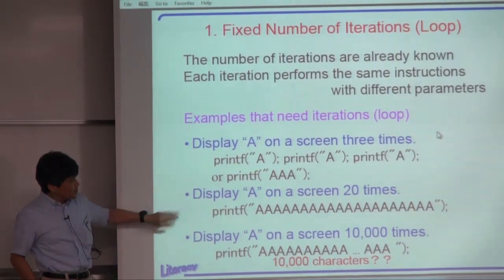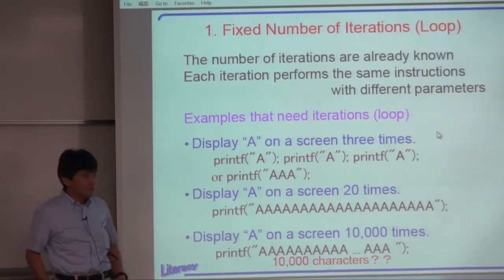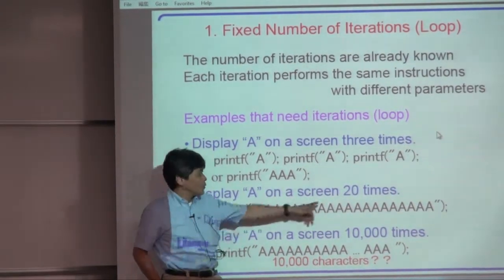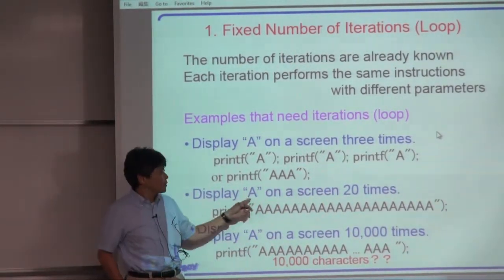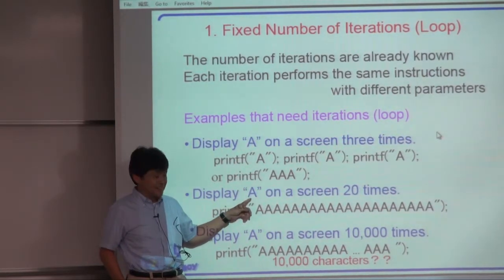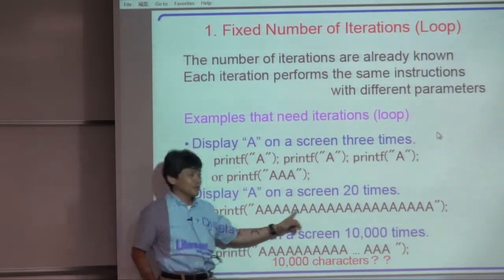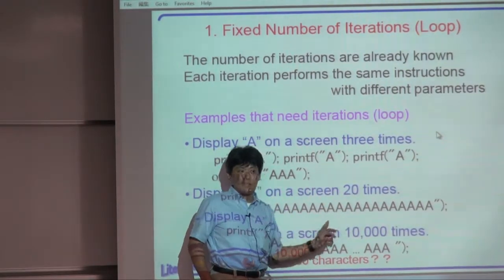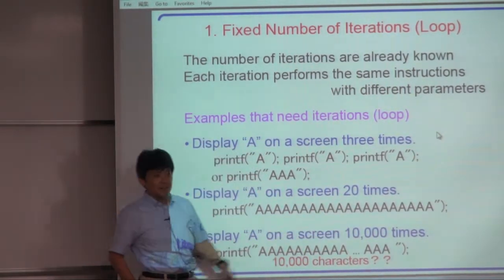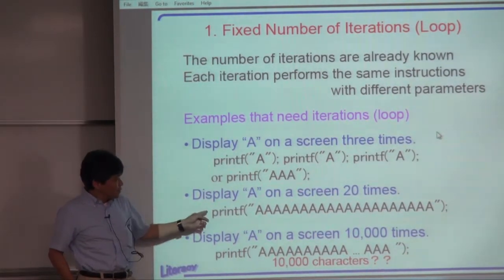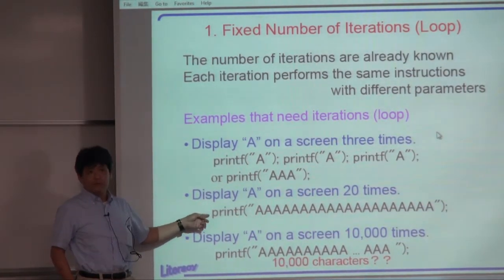So the second case is a little more difficult. If you want to print out the character A 20 times, of course you can use the printf function and specify this string. Okay. So of course this is practically possible.